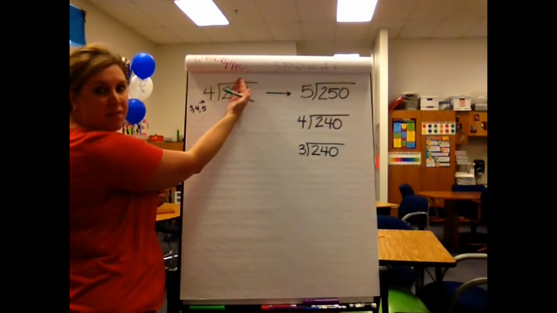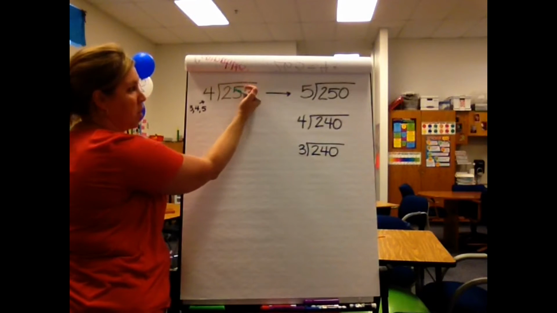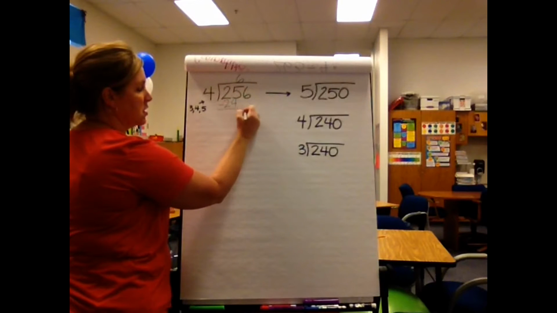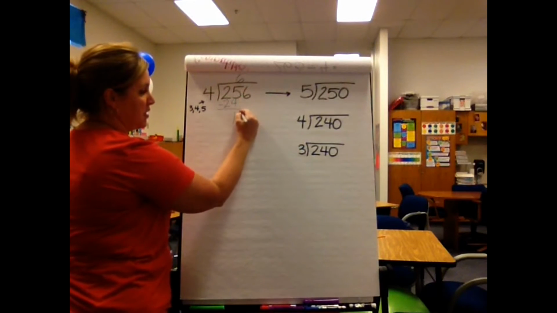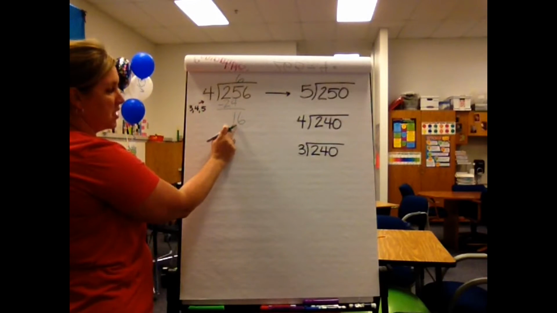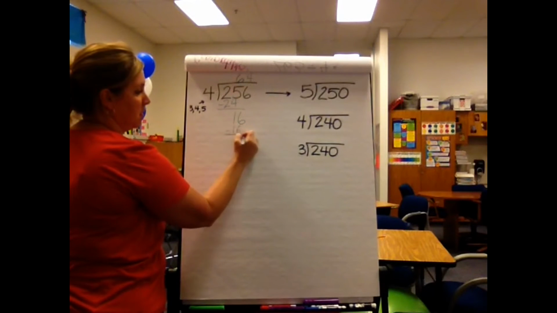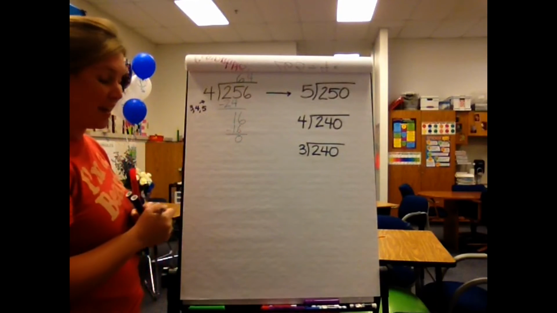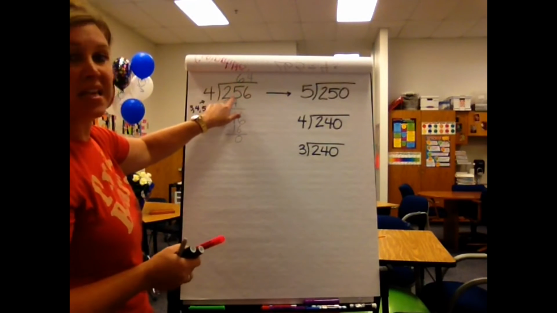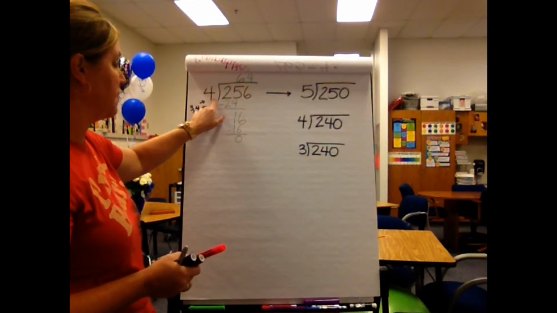Okay, can 2 be divided by 4? No. Can 25 be divided by 4? Sure it can. How many times without going over? It'd be 6. 6 times 4 is 24. Subtract. Bring down my 6. Oh, look at this. It goes in there evenly. 16 is divided by 4 perfect times 4. I also know that if I do not have a remainder, that means this number is evenly divided by 4. So I could say 256 is evenly divided by 4.